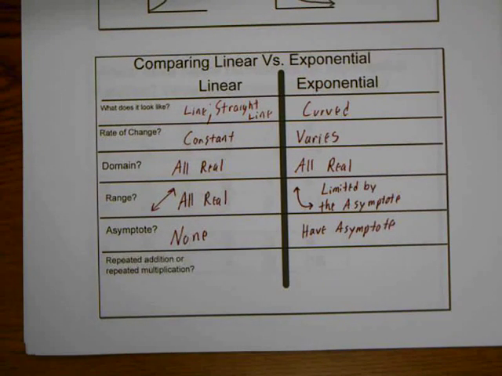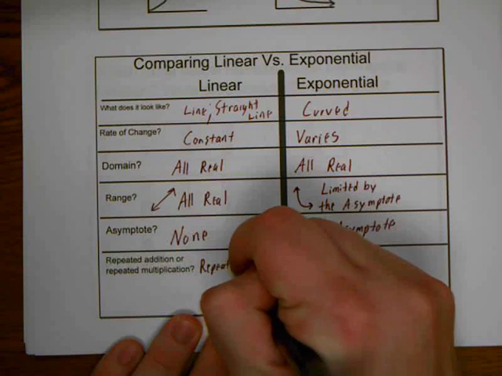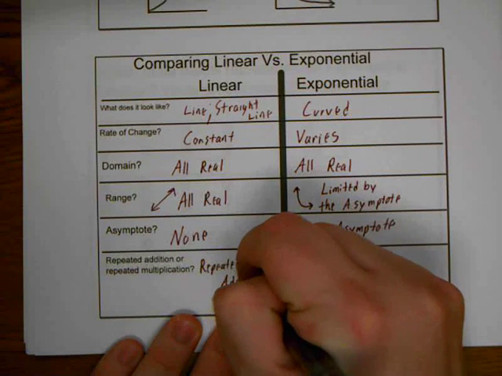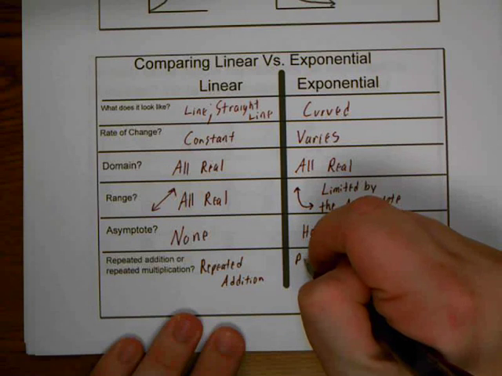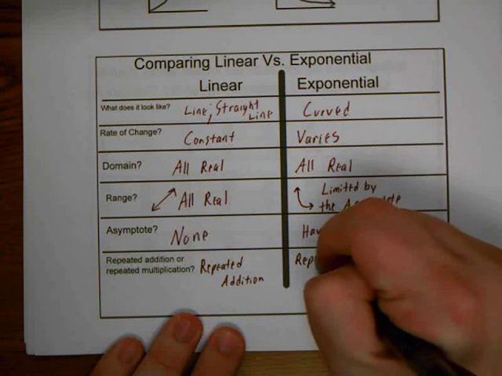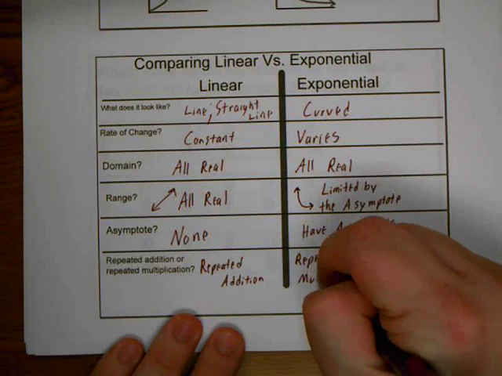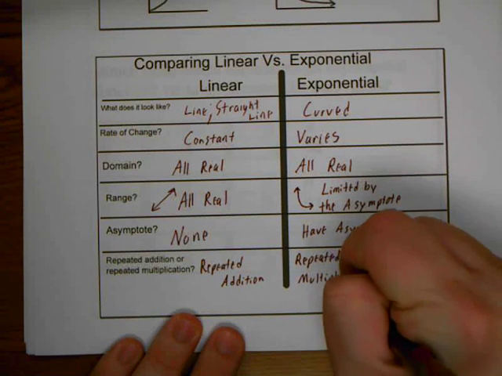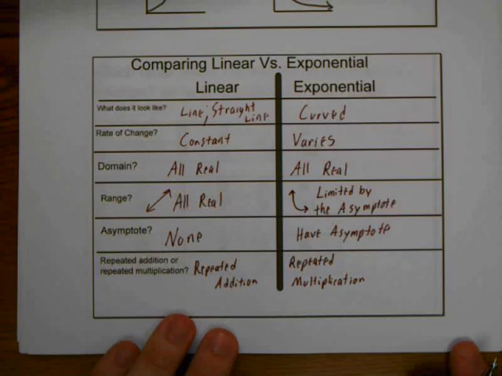Alright, in linear functions, since we are multiplying by a constant factor, it is really doing repeated addition, whereas yesterday with the paper folding activity, we said that our y value was being multiplied by 2 every time. So an exponential function is repeated multiplication. And if you need to pause the video at this point to make sure you have all the chart down, you may do so.